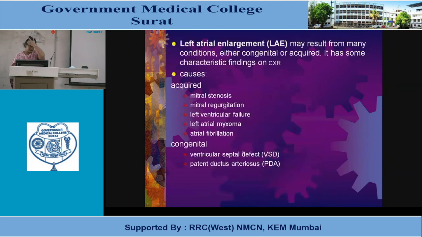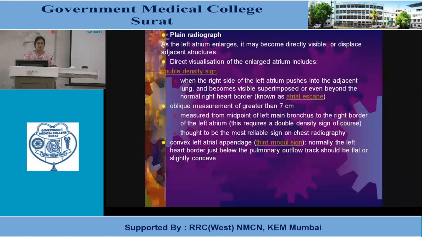Now, left atrial enlargement may result from many conditions, either congenital or acquired. It has some characteristic findings on chest X-ray. Acquired causes include mitral stenosis, MR, LVF, LAM, and atrial fibrillation; congenital causes include VSD or PDA. Now on the plain radiograph, as the left atrium enlarges, it will become directly visible or it will displace the adjacent structures, so you can come to know that the left atrium is enlarged.